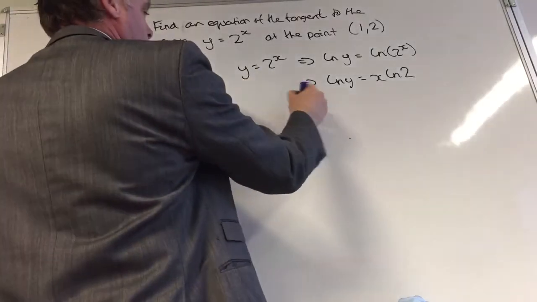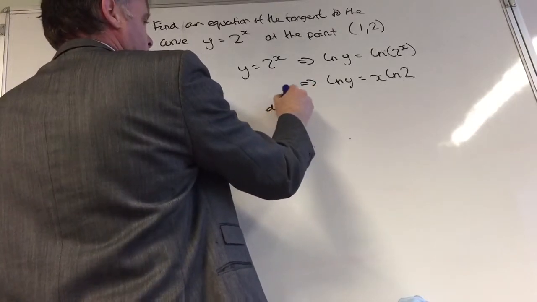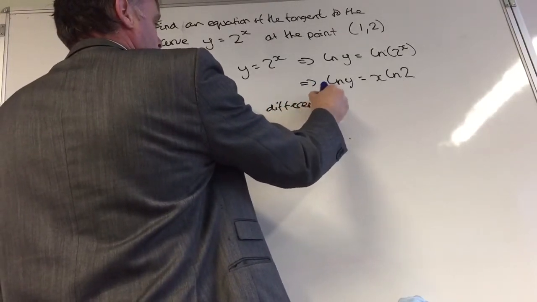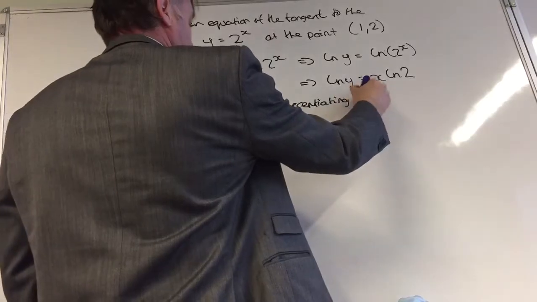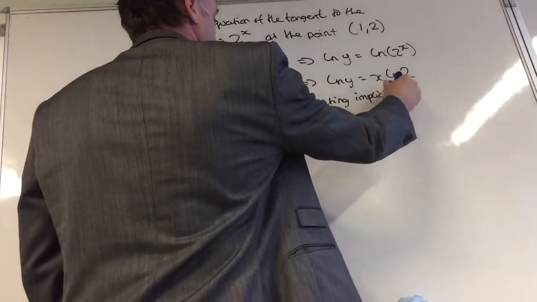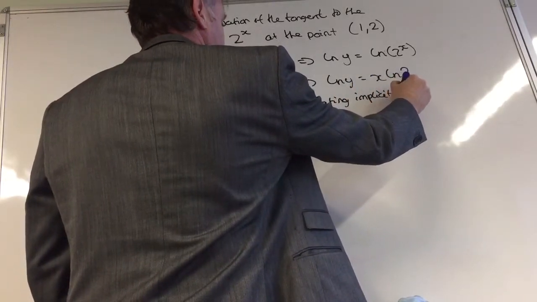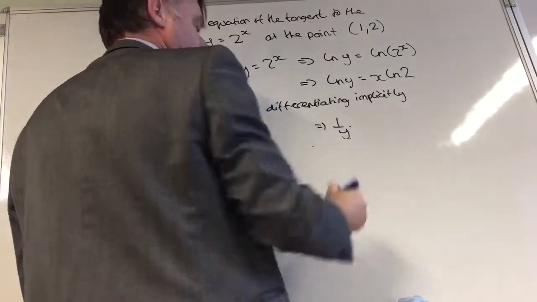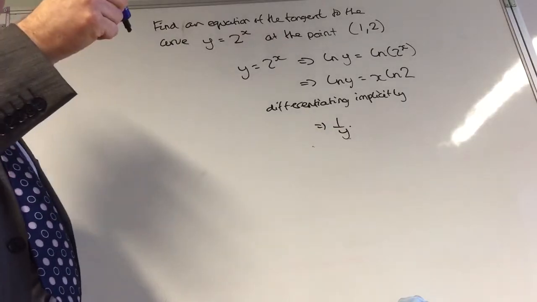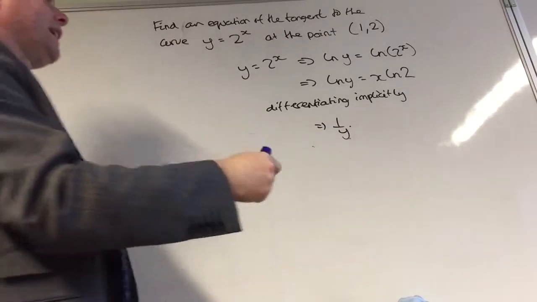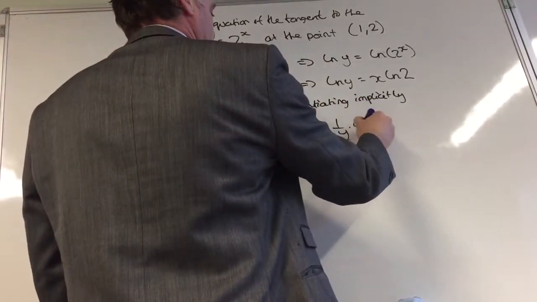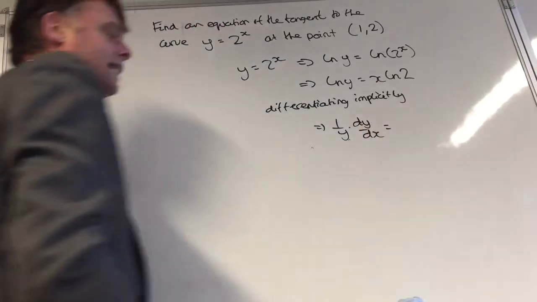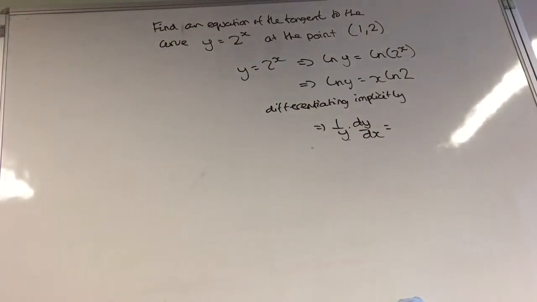So, what is the differential of log y? 1 over y. Close. Good start. It would be dx over dy. Not quite. You've got the right idea though. It's 1 over y times by dy dx. Perfect. And that's equal to, what's the differential of x log 2?